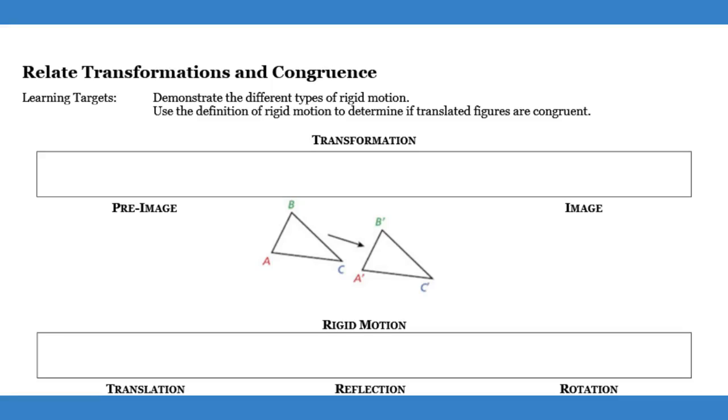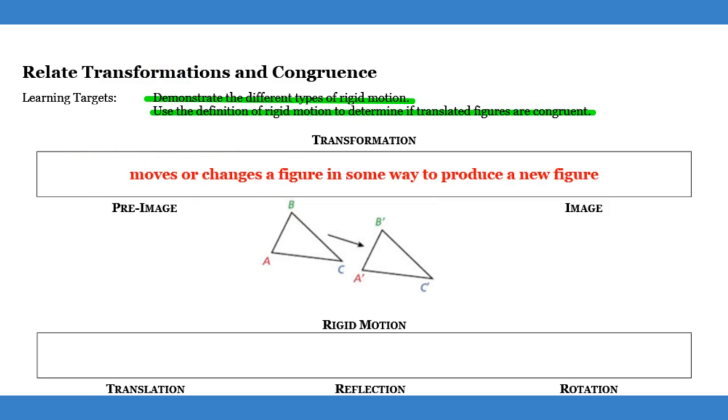Relate transformations and congruence. After this lesson, we want to be able to demonstrate the different types of rigid motion and use the definition of rigid motion to determine if translated figures are congruent. So first we need to discuss what a transformation is. A transformation is just something that moves or changes a figure in some way to produce a new figure.